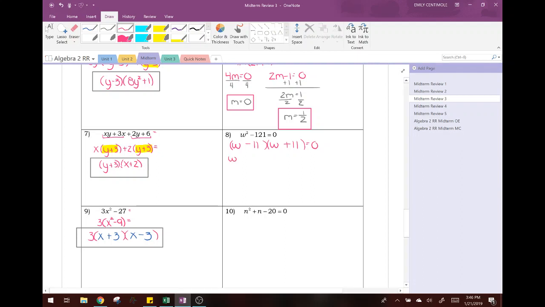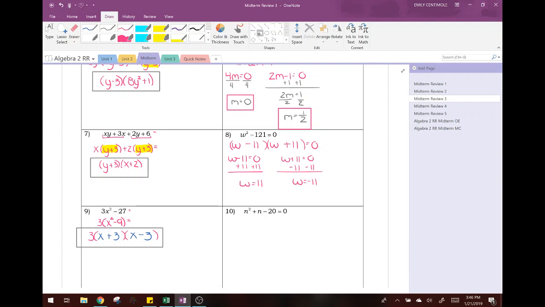So now I'm going to solve. W minus 11 equals 0. W plus 11 equals 0. So when I solve here, I add 11 to both sides. I get W equals 11. Here I subtract 11 from both sides. I see W equals negative 11.